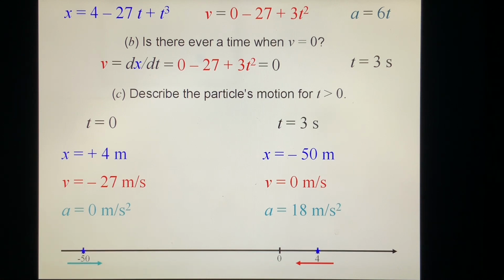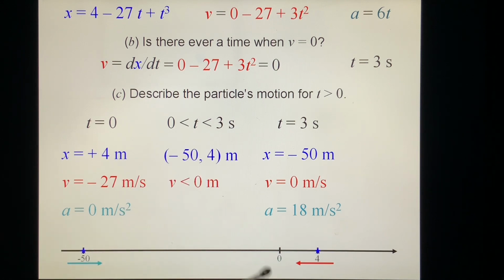All right, let's see between them. Between them, the speed is getting slower, and the velocity is negative. And the location is in between 4 and minus 50. Velocity is always negative.